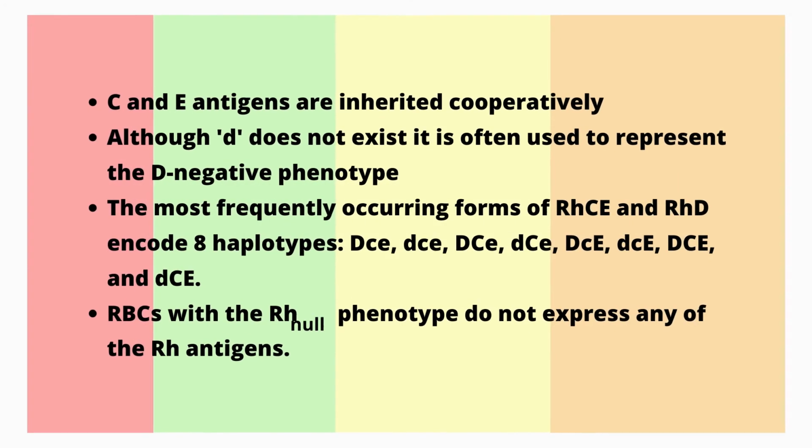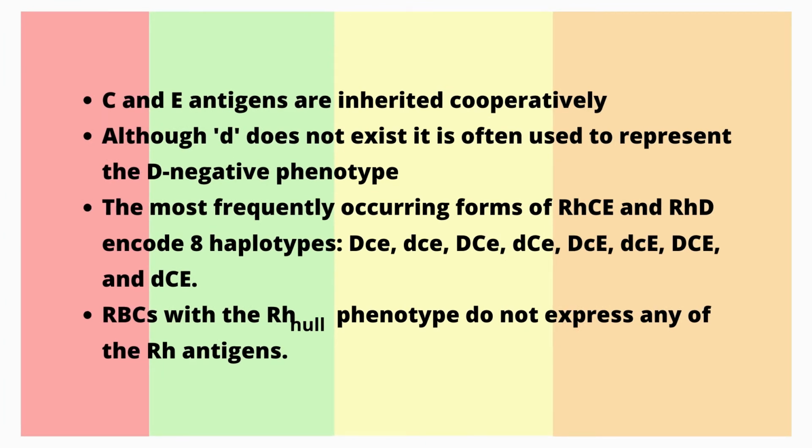The C and E antigens are inherited cooperatively. The D antigen is the one which gives us the positive and negative forms of the blood group. Although small d antigen does not exist, it is used to represent the negative capital D phenotype. The most frequently occurring forms of the RH encode 8 haplotypes, which are given on the screen.